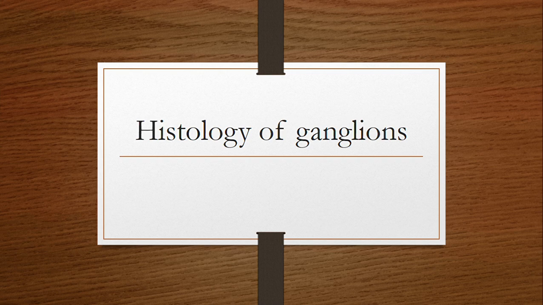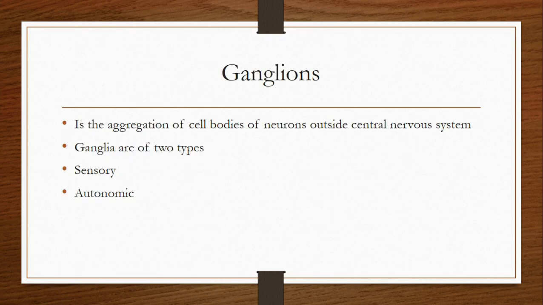We are going to study the histology of the ganglions. It is the aggregation of cell bodies of neurons outside the central nervous system.